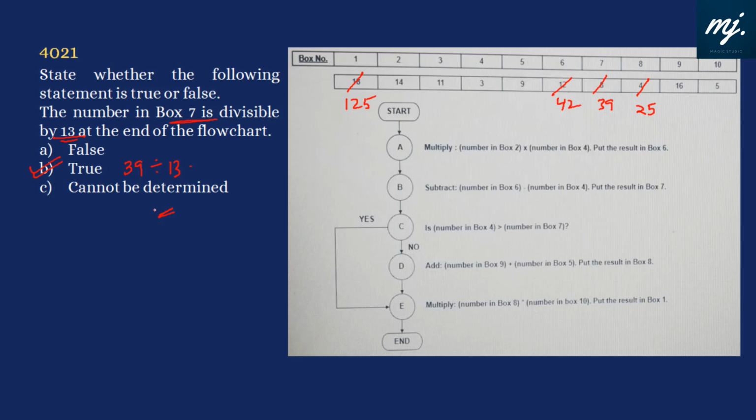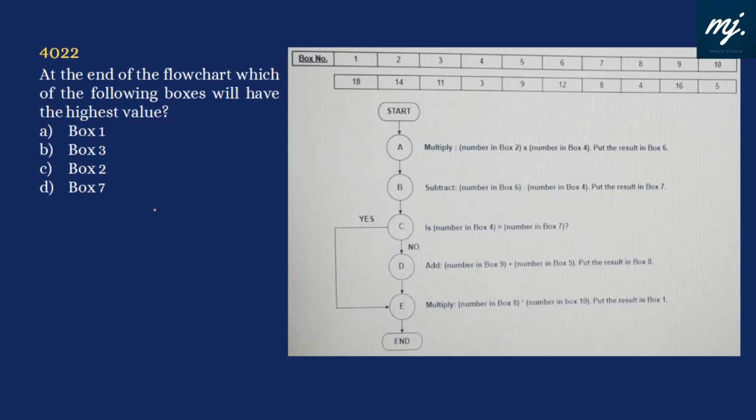And the next question, the third one on this flowchart is, let's make the change first. 1 is 125, 6 has become 42, 7 is 39, and 8 is 25. Question is, at the end of the flowchart, which of the following boxes will have the highest value? We know that out of all the boxes, box 1 has got the highest value. Straight away mark box 1 because it has got the highest value, that is 125.